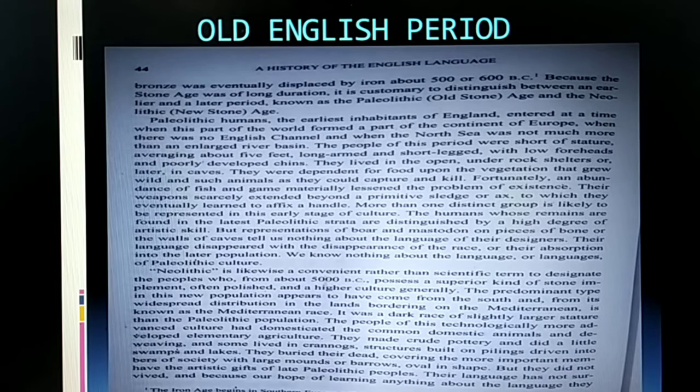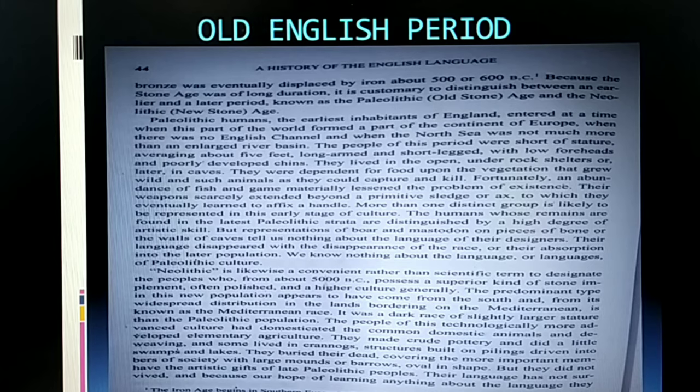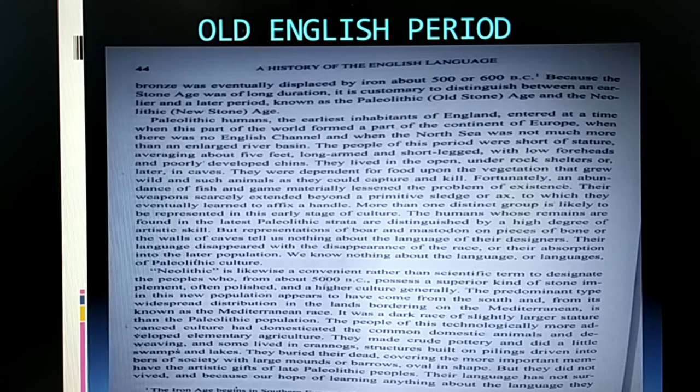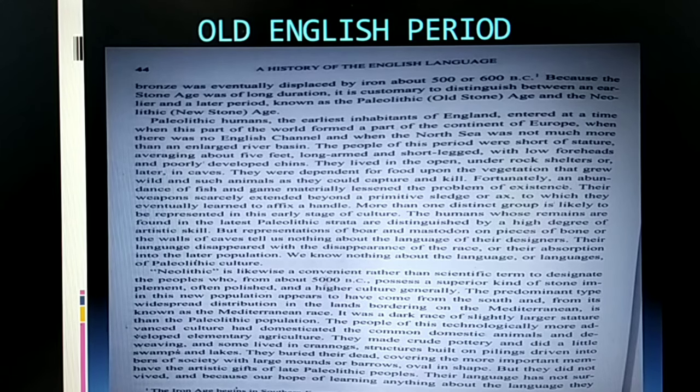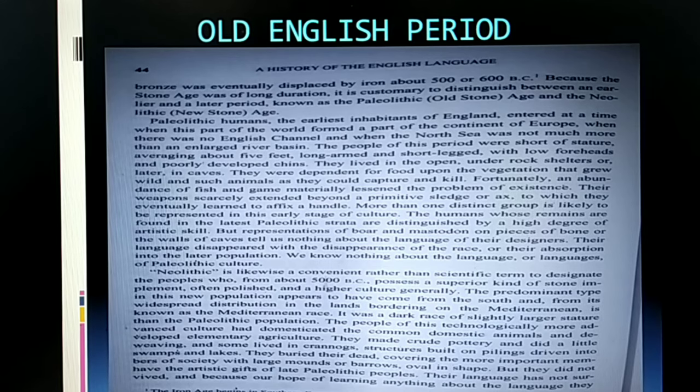Because the Stone Age was of long duration, it's customary to distinguish between an earlier and a later period, known as the Paleolithic (Old Stone Age) and the Neolithic (New Stone Age). Paleolithic humans, the earliest inhabitants of England, entered at a time when this part of the world formed a part of the continent of Europe, when there was no English Channel and when the North Sea was not much more than an enlarged river basin.